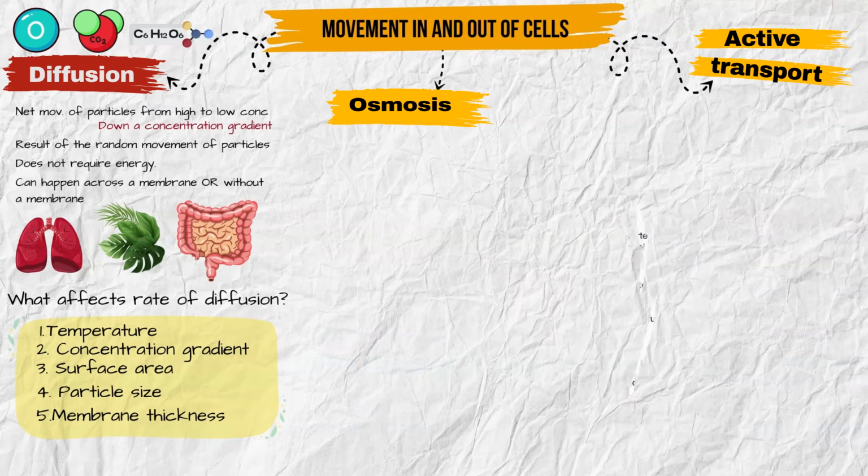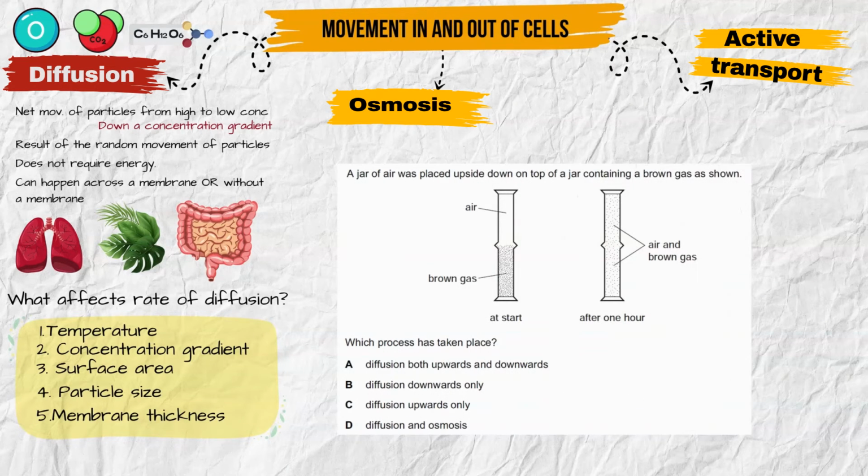Final one, 2 jars stacked, brown gas at the bottom, air at the top. After 1 hour, both jars contain a mixture. Think gases are moving. So D is out. It's not osmosis. Some people might say, brown gas moved upward. That's against the gradient. Wrong. Diffusion never goes against the gradient. That's active transport.